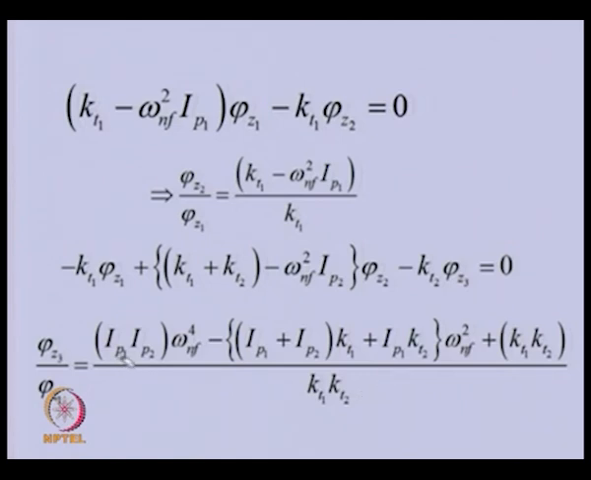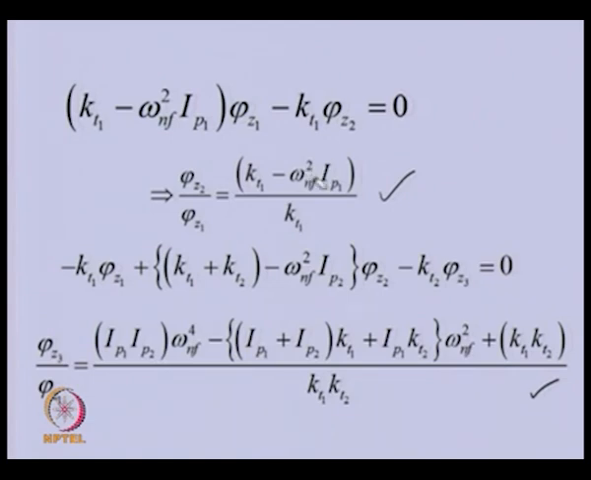You can see this also contains various polar moments of inertia, torsional stiffness of the shaft and natural frequency. So, these two equations, this equation and this equation, can be used to obtain the relative twist between disk 2 and 1 and 3 and 1 corresponding to various natural frequencies.